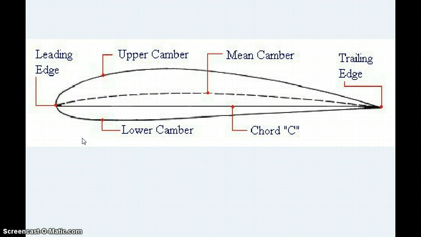The upper and lower camber of the airfoil, here and here, dictate the airflow around the airfoil towards the trailing edge shown here at the end.